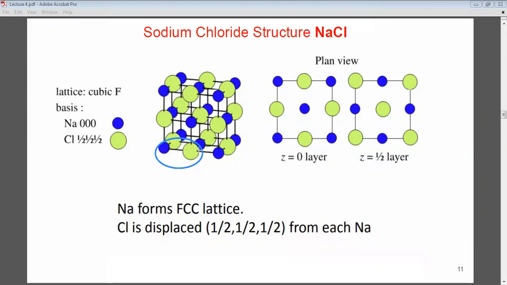So there are several ways to describe the basis. It's not only half, half, half. We can take it to be 0, half, half, or half, 0, 0, or whatever, whichever chlorine atom is close to this sodium atom. So there are various ways to describe the same lattice. Fine. One last structure we are interested in.